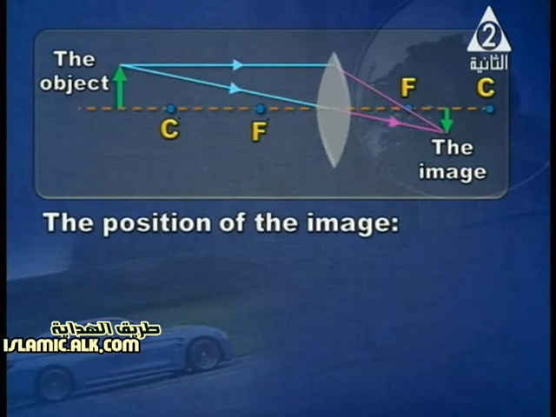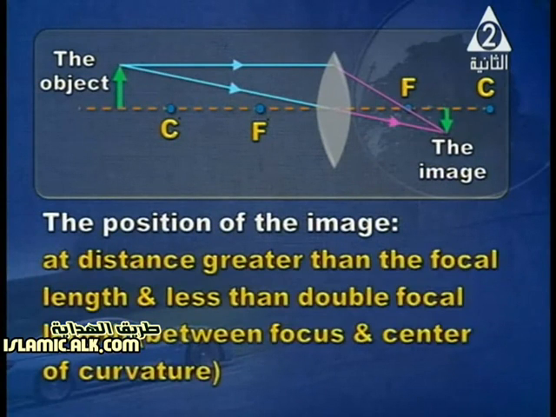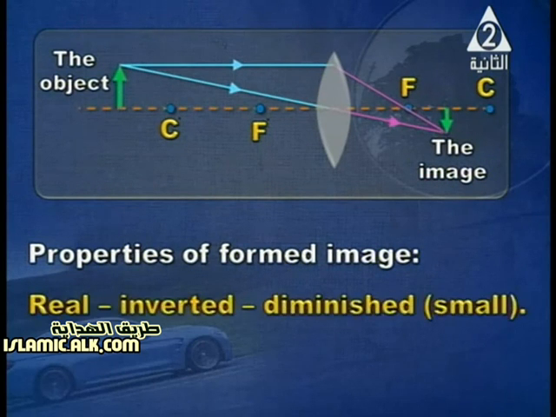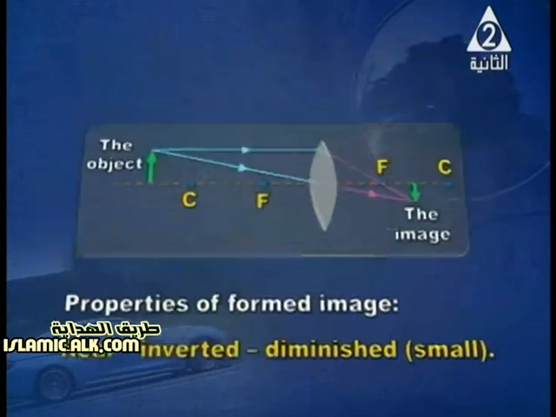The position of the image. The image stands at a distance greater than the focal length and less than double the focal length, or between the focus and the center of curvature. The properties of the formed image. The formed image, we can see that it is small size, inverted, and real.